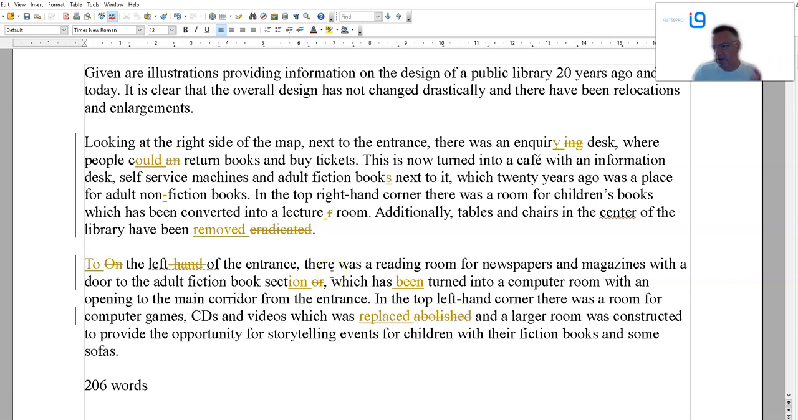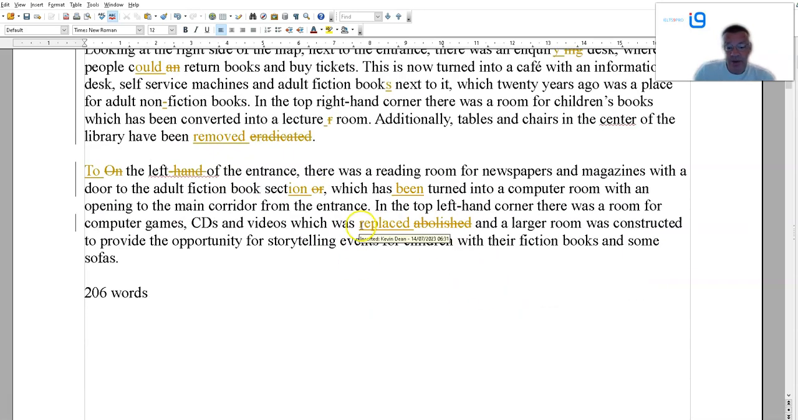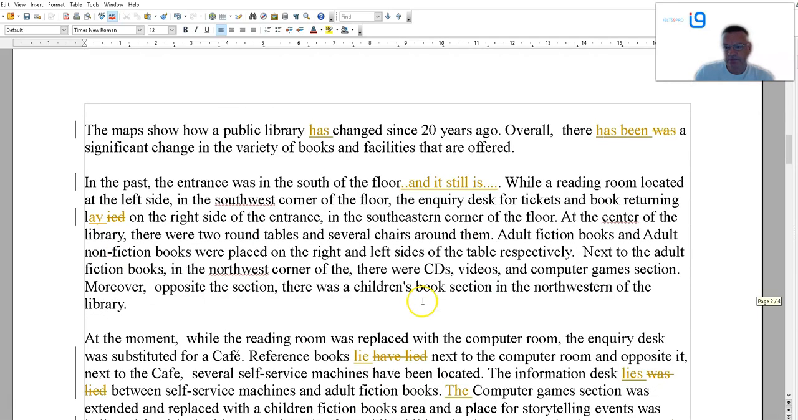Now, there's a couple more things about this one. The tables and chairs were probably not eradicated. That's a little bit strong. I suggest you take a look at that in a dictionary. Eradicated is pretty strong. Removed, replaced, changed. And you've got this one here, abolished. Well, again, that's not the same. You can't abolish CDs and videos. I'm not going to explain it, but these two words don't quite fit. So on to the next one.